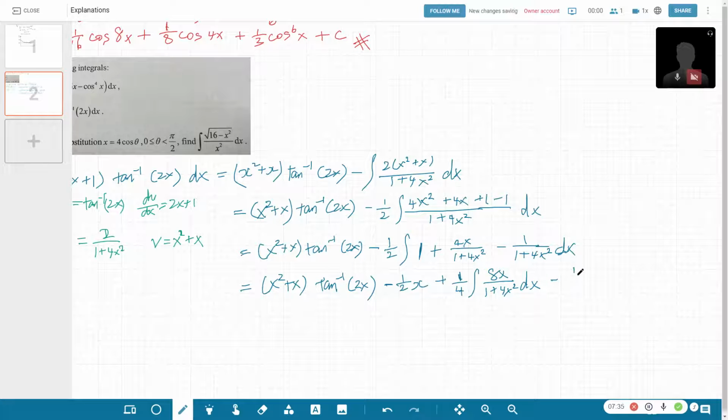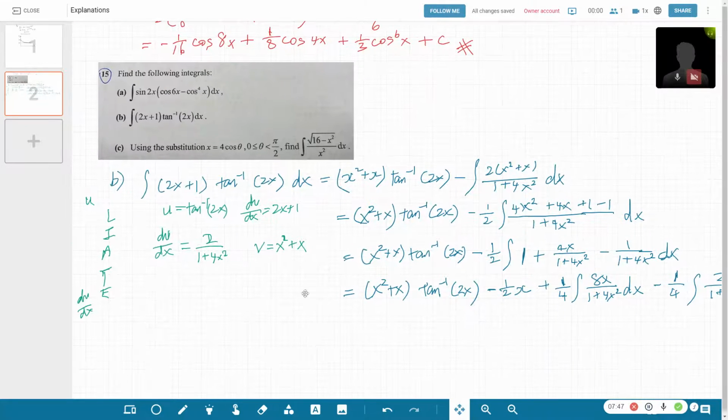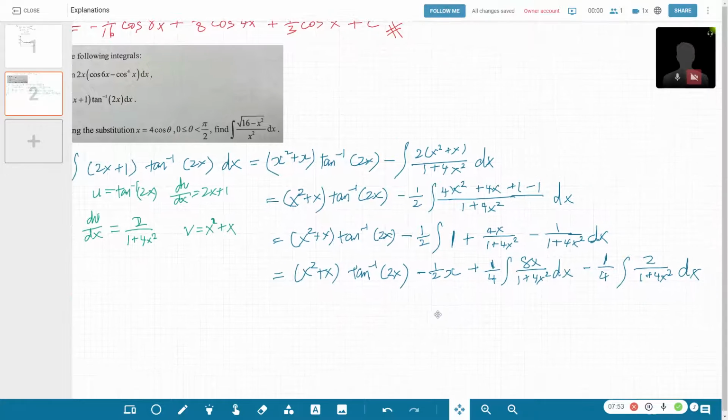Minus 1/4 again, integrate 2 over 1 plus 4x squared. Okay, why? Because if you recall, when we differentiate tangent inverse 2x here, we get 2 over 1 plus 4x squared. So now I'm going back by the reverse road.